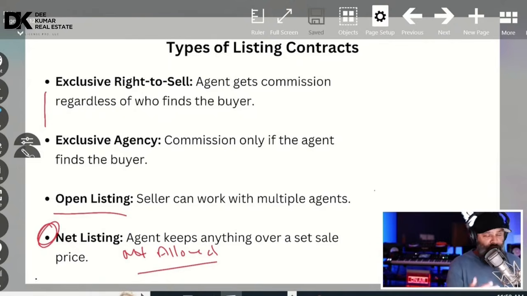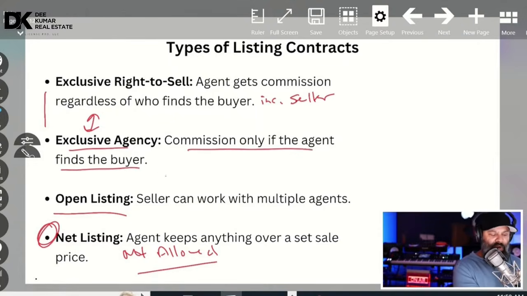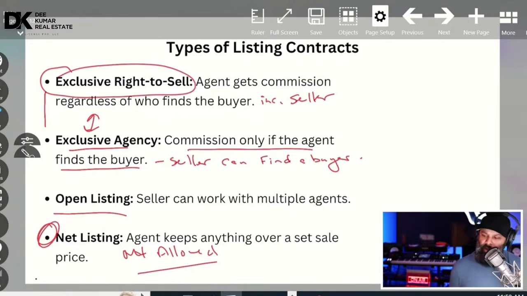Now, from the agent's perspective, they want one of the two of these. They want to be exclusive no matter what, but they want to be exclusive including the seller, which is the exclusive right to sell. Agents get commission regardless of who finds the buyer, including the seller themselves. And then with the exclusive agency, the agent gets commission only if the agent finds the buyer, but the seller can find their own buyer. Obviously, every agent wants the first one. And usually when they go to a listing agreement, the second contract isn't even there. It's not even an option.